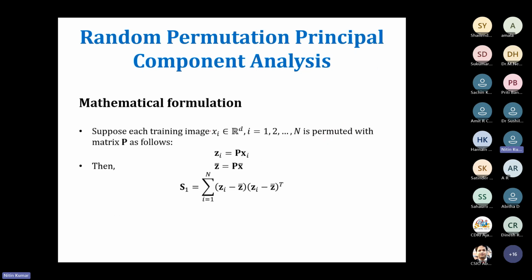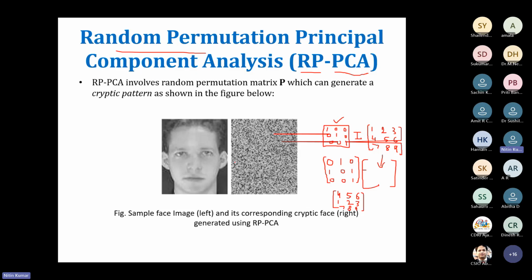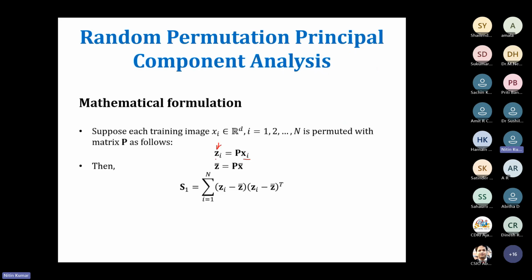In this mathematical formulation, if we are given image xi and I apply this kind of random permutation P, what I get is another representation, zi. xi, as I told you, is a 1D vector. I apply the random permutation matrix and I get a vector zi. This zi vector can again be converted back into 2D, just like we have done here. So the original image is converted into 1D, the random permutation matrix is applied, and then it is converted back. This is the result, zi.